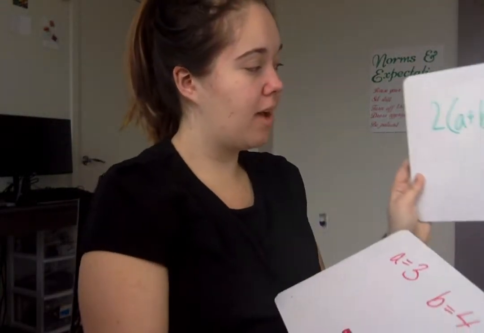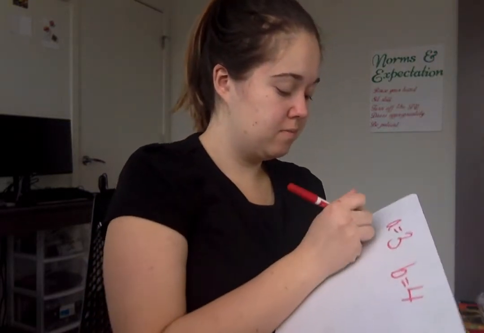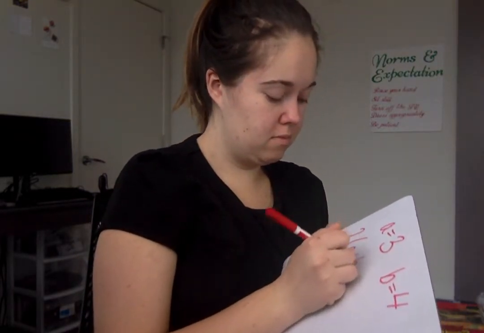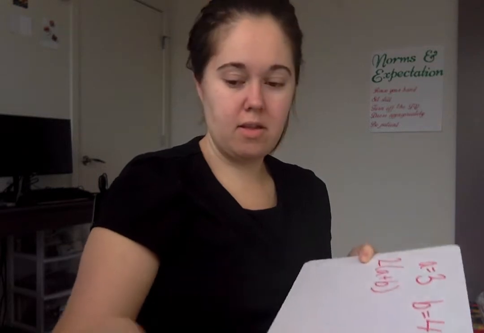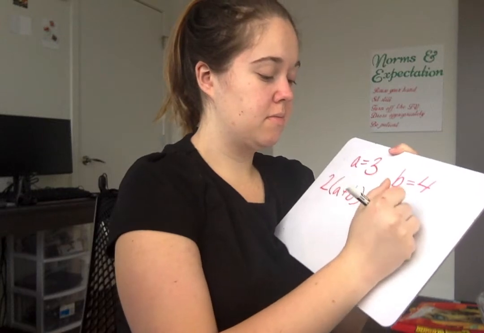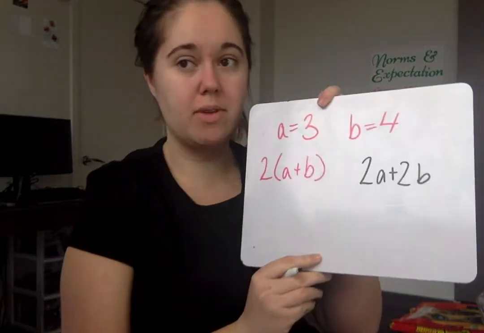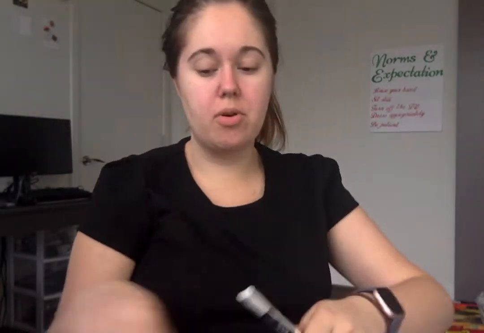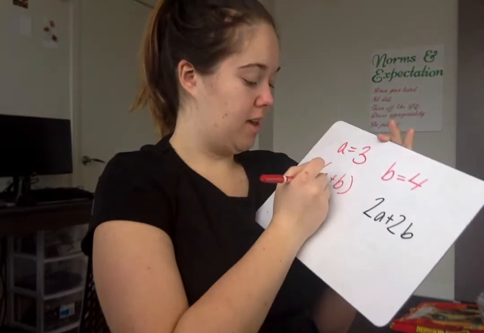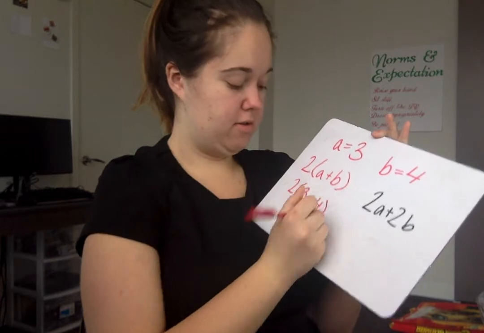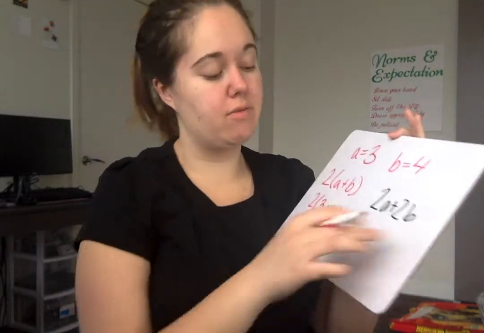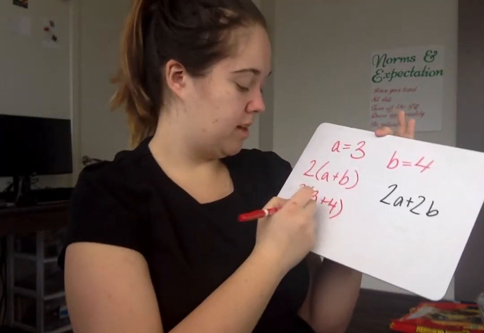So first we'll take the 2a plus 2b on one side. And then on the other side, maybe I'll do black with the other equation. The other equation was 2(a plus b), right? So we need to make sure these are equivalent. So if I put in 3 here for a, 2 times 3 plus 4, we'll work with just this side first, and then we'll try the other side. So 2 times 3 plus 4.